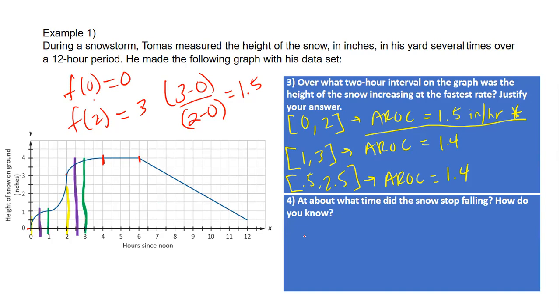Okay. So when did the snow stop? Around 4 o'clock, right? Around 4 p.m. I'm not being funny. I'm being serious. And that's because from here, did it increase anymore? Around 4 p.m. because no more increase, right? No more increase. Does that make sense? Yeah. That's how we know it stopped because it wasn't increasing, not even at the slightest.